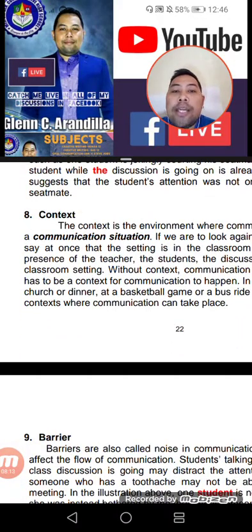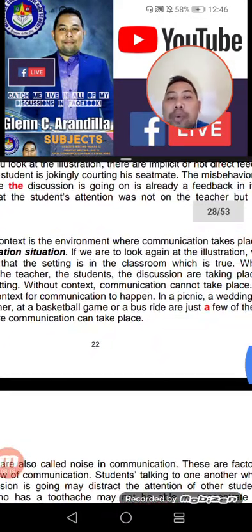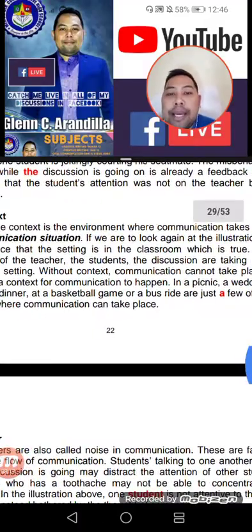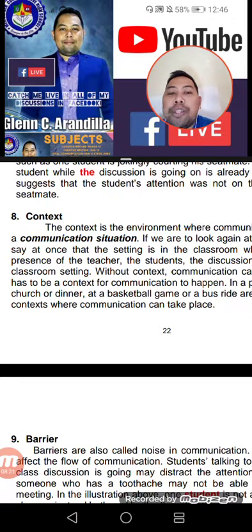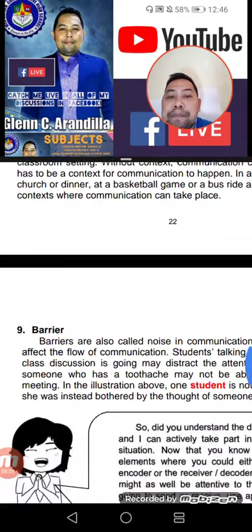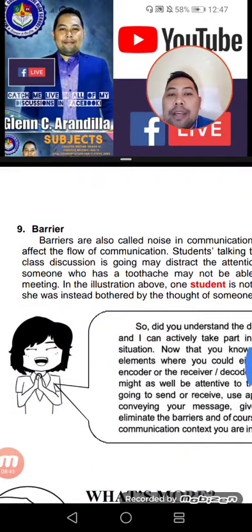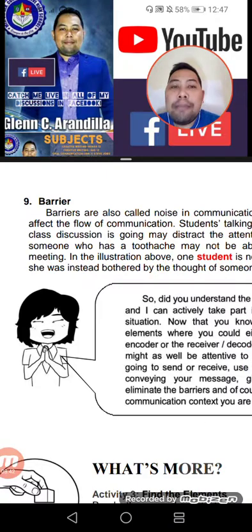Context. The context is the environment where the communication takes place. It is the communication situation, like a setting, where the communication happened. It's the time and place, what time it happened, and so on. That's the context. Of course, we have another element, the barrier.